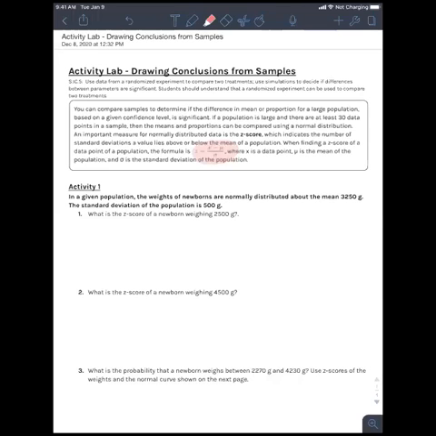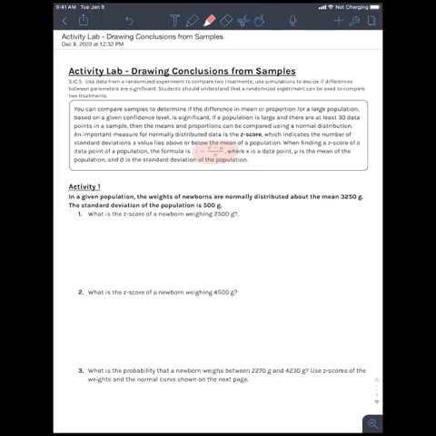No worries, Kassan. So now we're using that normal distribution that we had talked about before. When we're drawing conclusions from samples, we're going to be finding the z-score. What the z-score tells us is whether something is above or below average. So if you have a z-score of 0, that means it's average.